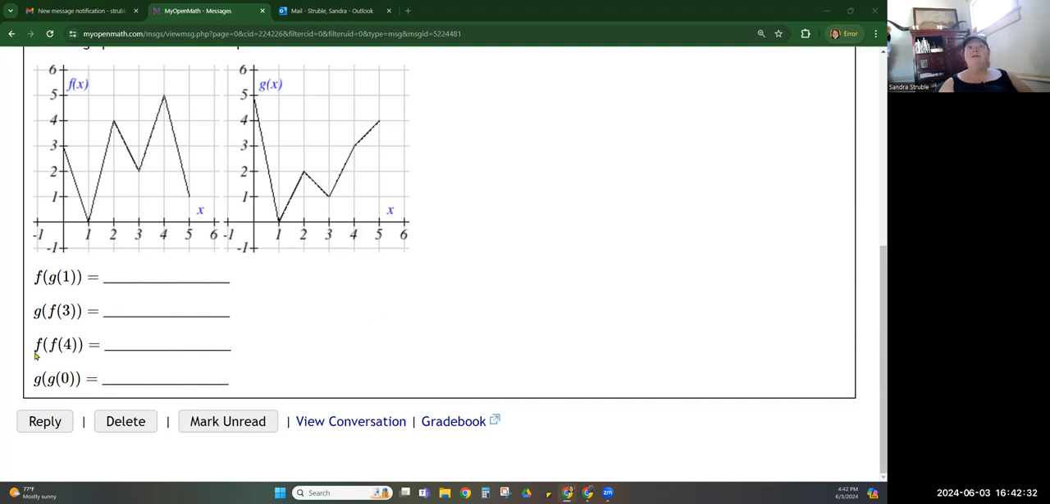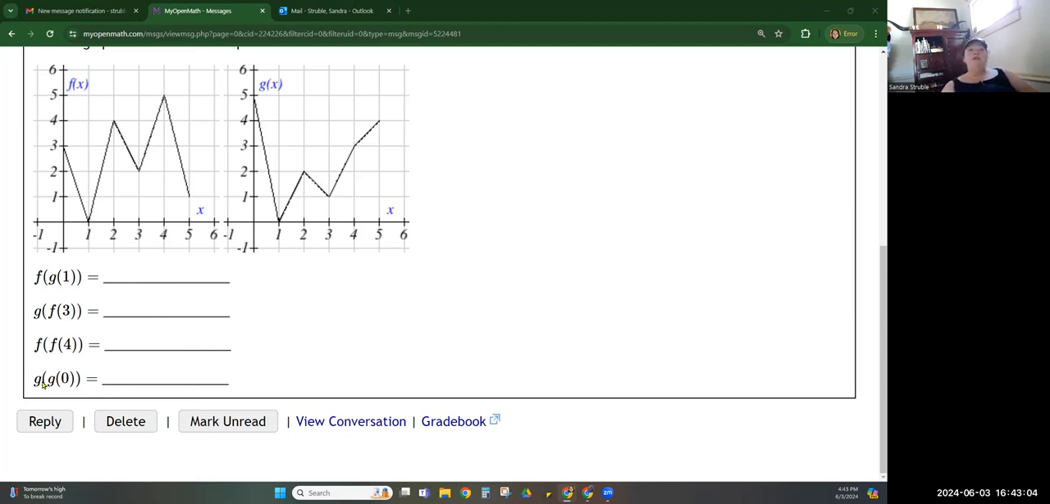All right, the next one is F of F of 4. Starting with the F function, which is the inner one, we're going to find when X is 4, what is F? So when X is 4, F is 5. So now 5 will replace F of 4. Okay, and then we'll have F of 5. Again, with the F function, we look at where X is 5. What is F? And it is 1. So F of F of 4 is 1.